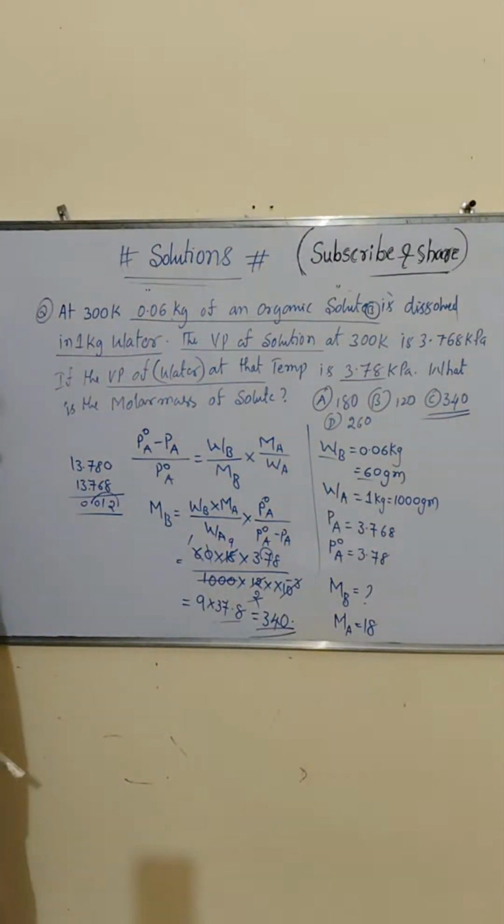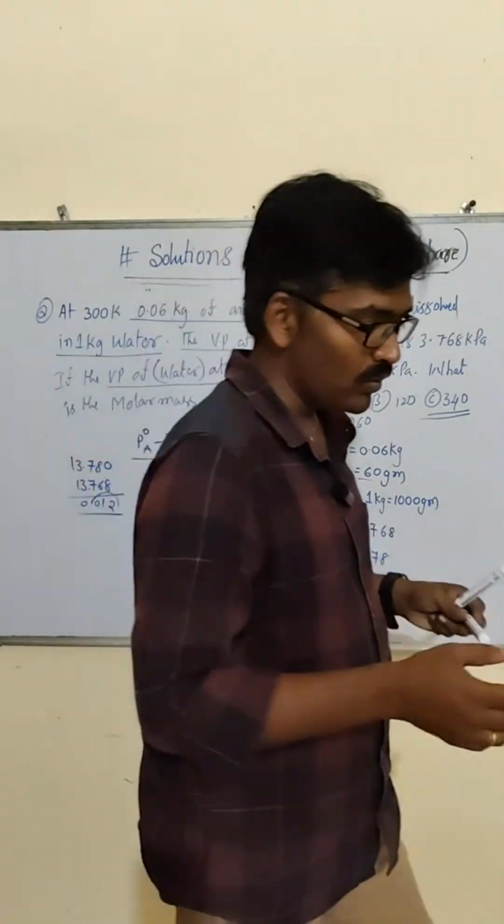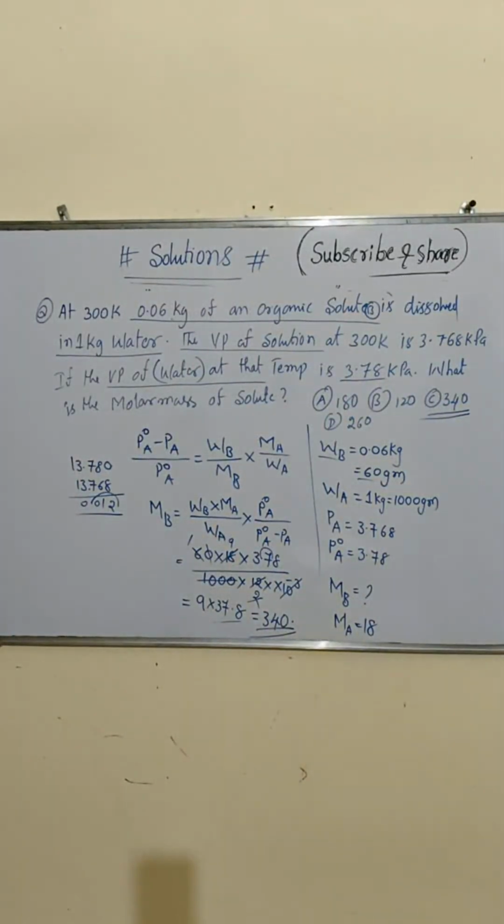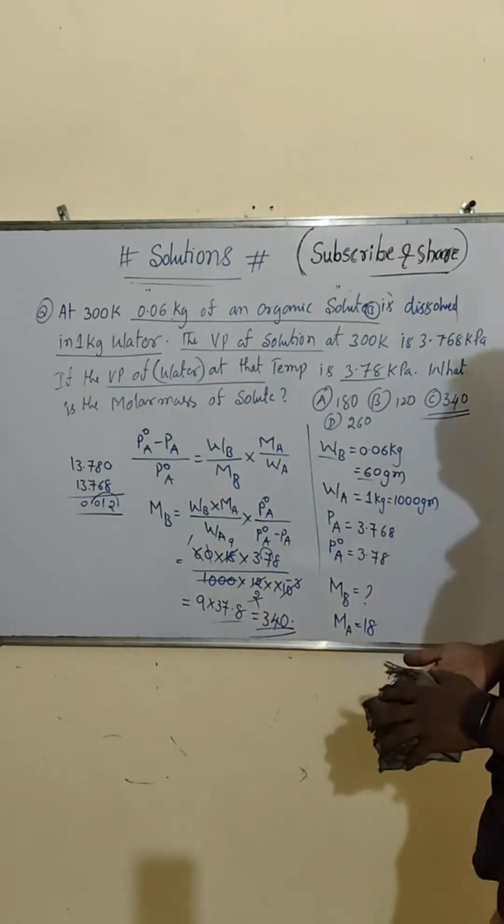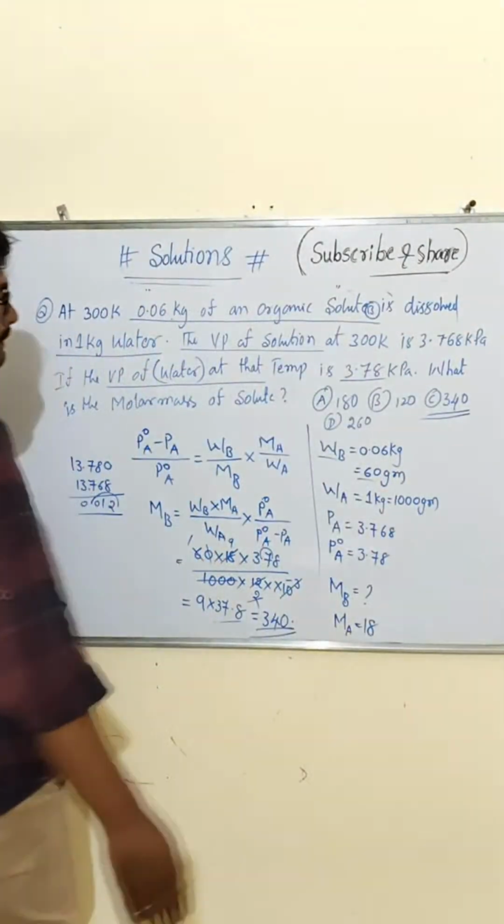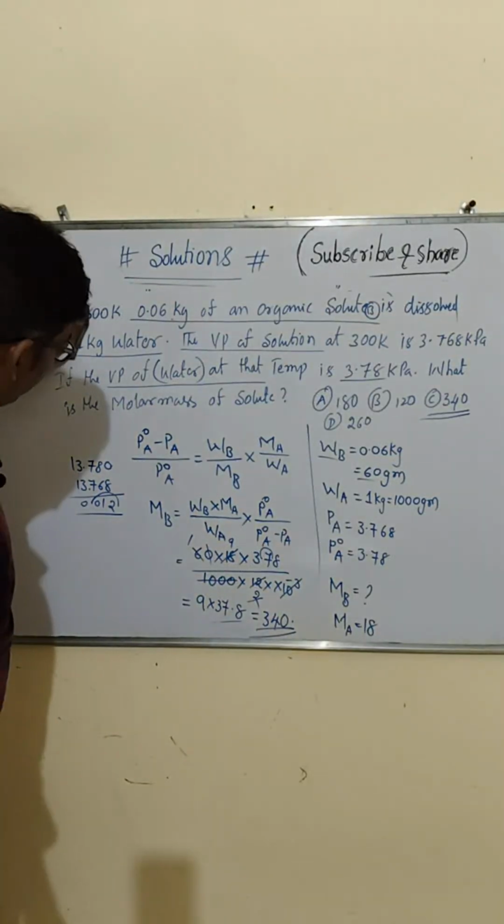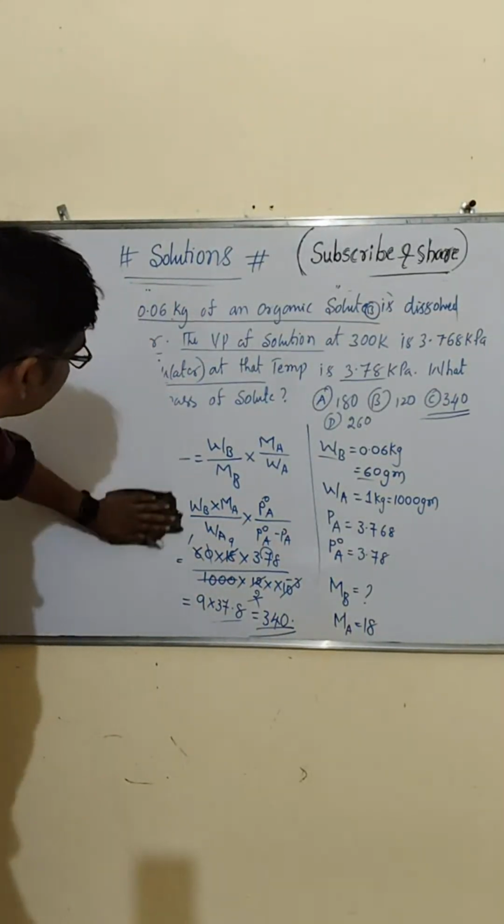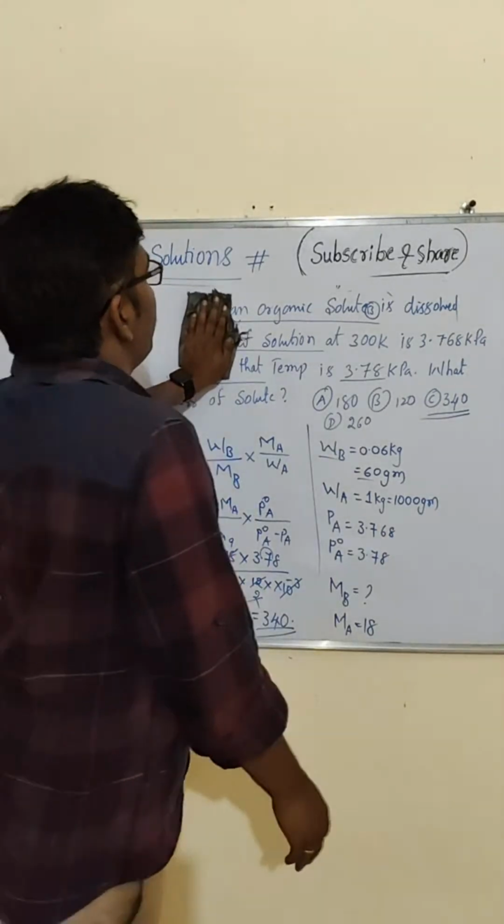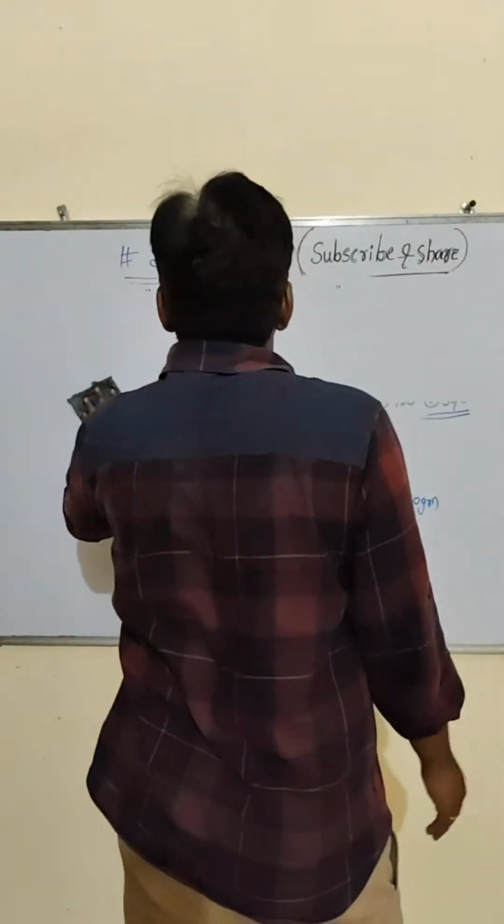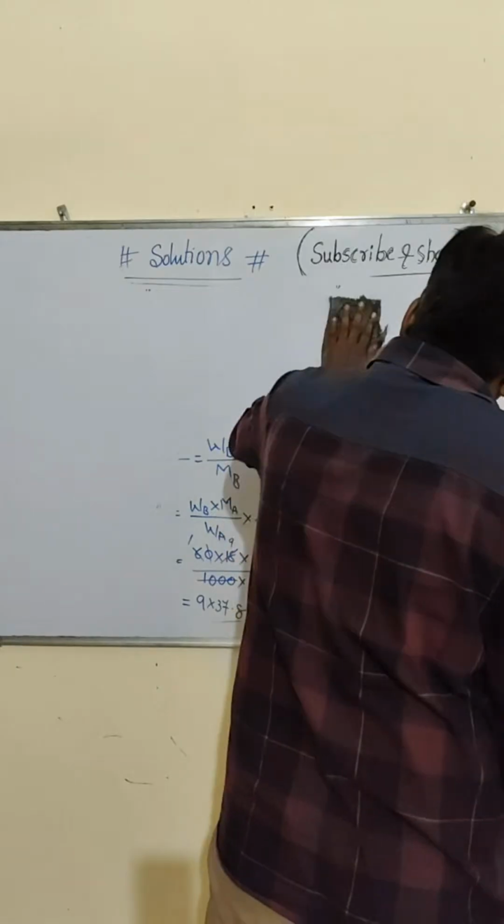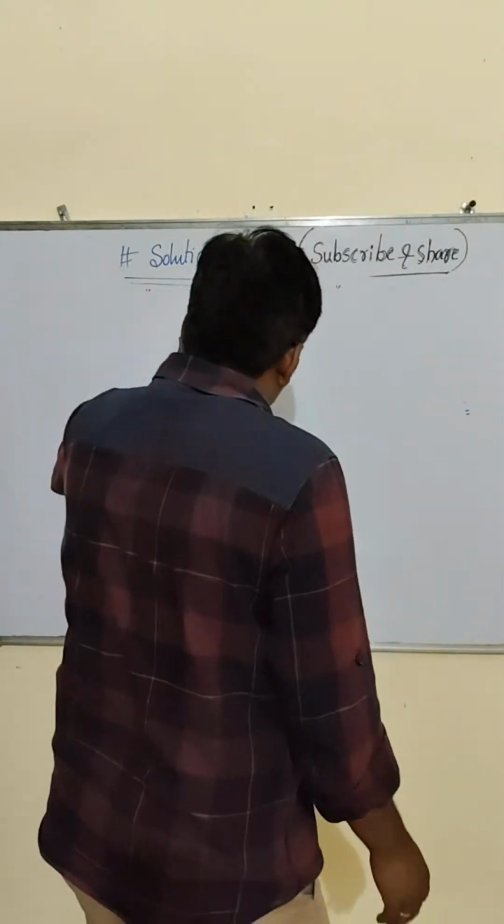This is one of the previous year questions, so note down the question clearly. Then we'll discuss the next colligative property, that is elevation in the boiling point. We'll discuss it, so note down the question. Next we have to go for elevation in the boiling point, the second colligative property.